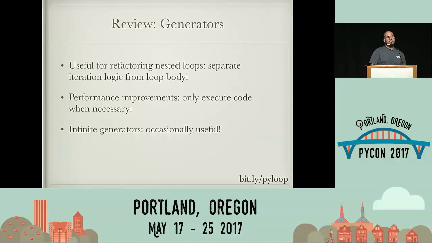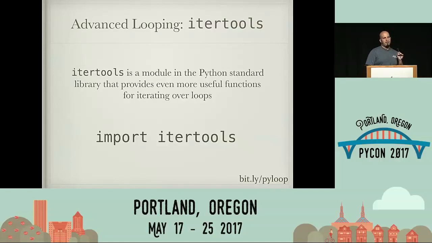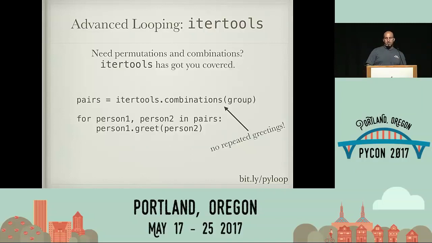Now, there's one other thing that I want to go into in this talk, and I have very little time left, so I'm going to try to cover it quickly. There's a module in the Python standard library called itertools, which is amazing for doing advanced iteration techniques. I can't go over all the things in itertools that make it really cool, but I'm going to go over two. Remember that thing we talked about earlier with people greeting each other? That is a mathematical construct called a permutation. You have a group of people, and you want to find every unique pair of people in that group.